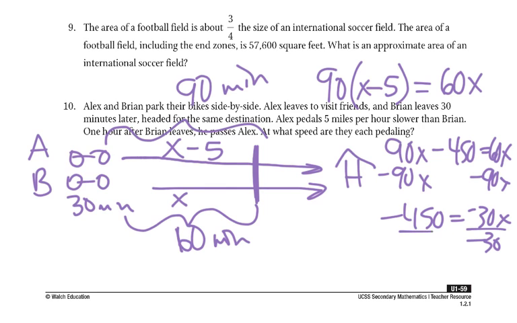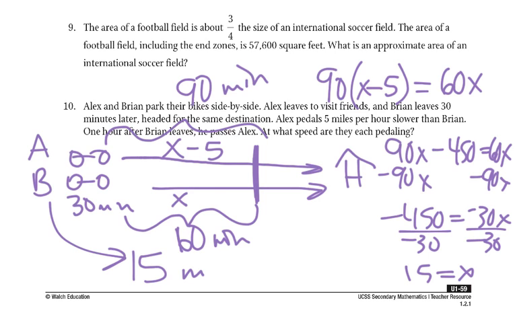Divide by negative 30, and we end up with 15 equals x. So Brian traveled 15 miles per hour, or per miles per minute? No, per hour. Okay, and Alex would be 10. Alright, okay, there we go, guys.